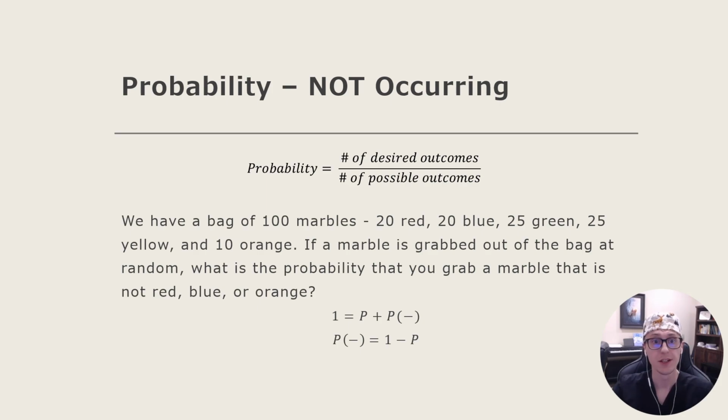What if we use this scenario, but instead I ask what is the probability that you grab a marble that is not blue or green? We can see the probability of grabbing blue or green is 45%, or 0.45, however you want to represent it. And the way that we got that is 20 plus 25 over 100. So the probability of not grabbing blue or green must be 1 minus 0.45, or 1 minus 45%, to get 0.55, or 55%.